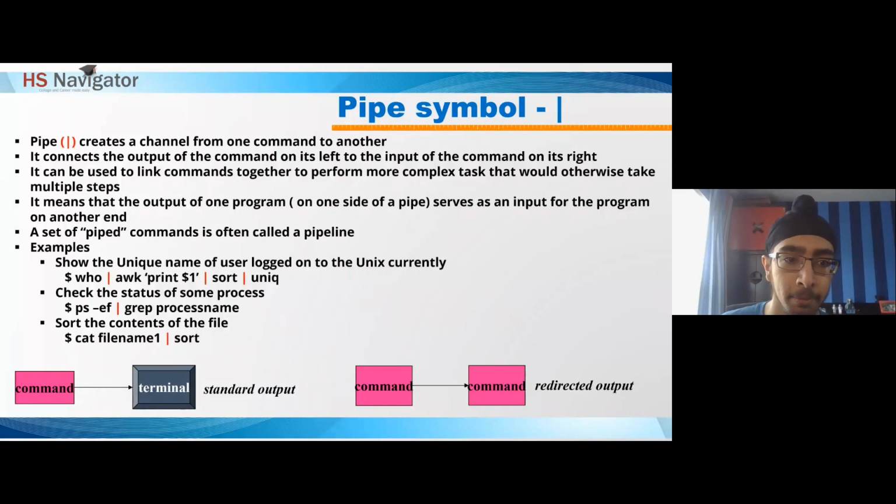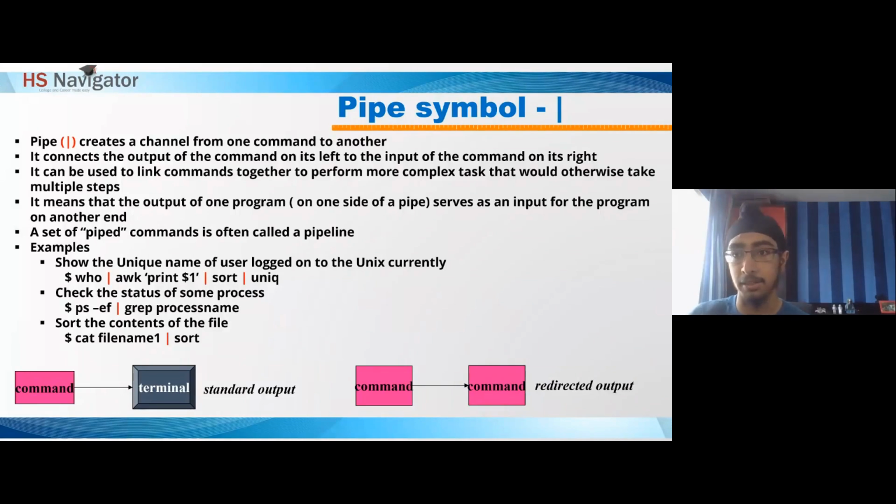So these are some examples of how you could use pipes in some pretty complicated ways. Let's say you wanted the unique names of users who are currently logged onto your Unix system. You can run the who command, which tells you the names of the users logged onto Unix. Then you can pipe that list of users into awk print1, which we'll talk about at the end. So if you don't know what this means yet, don't worry about it.